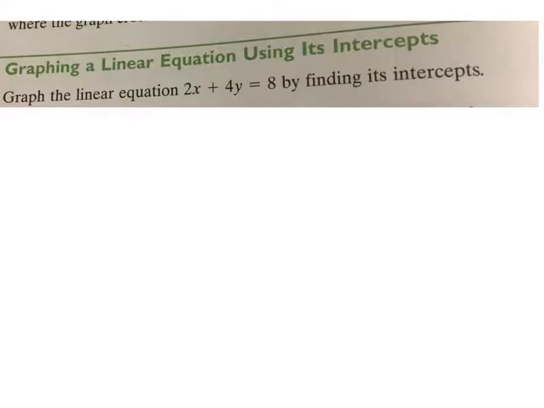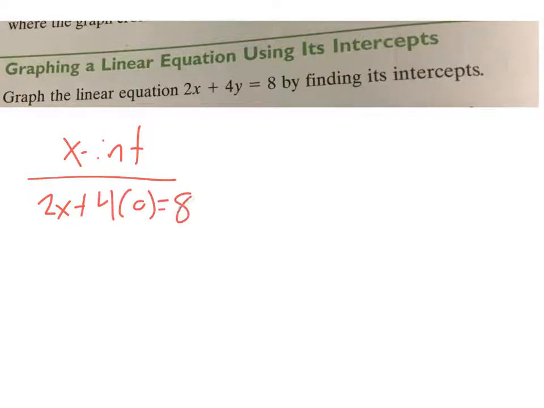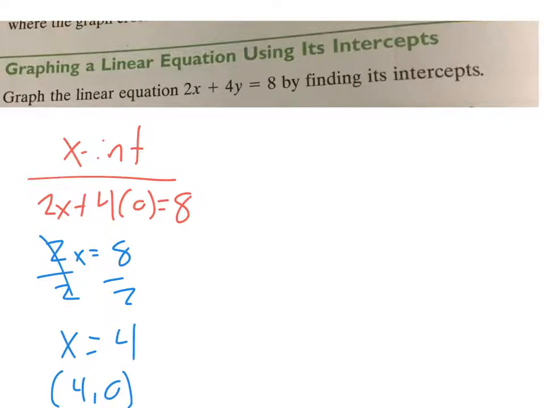So let's do that. How can I find the intercepts of this equation? First, let's find the x-intercept. How do we do that? Plug in 0 for y. So it'd be 2x plus 4 times 0 equals 8. This says that 2x is equal to 8, divided by 2. We find the x-intercept is 4. So that means the point (4, 0) is on my graph.